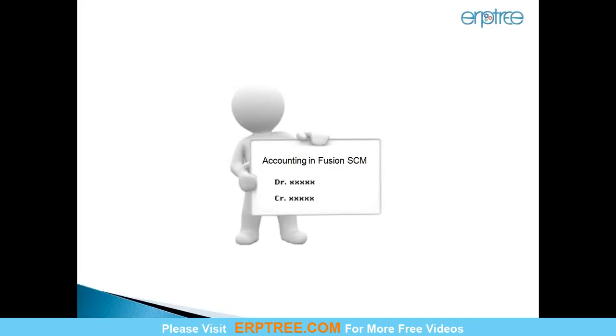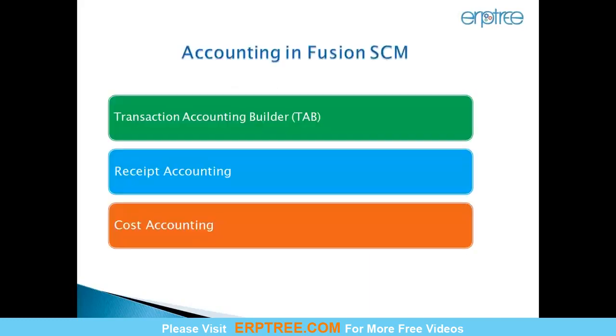So whenever you do the transaction, accordingly the system will derive. But in Fusion, that source-based specification is completely removed. To manage the accounting in Fusion SCM, we have to use these concepts. To create accounting in Fusion SCM, we have these three concepts: transaction accounting builder, which we call TAB, receipt accounting, and cost accounting. So when you create the purchase orders, to create the accounting, you have to set up transaction accounting builder as a part of SLA.